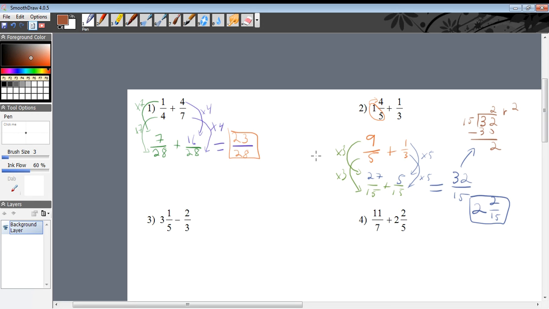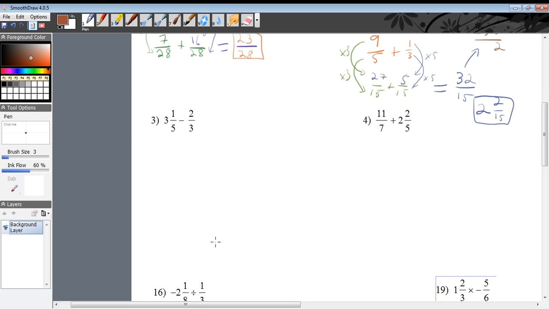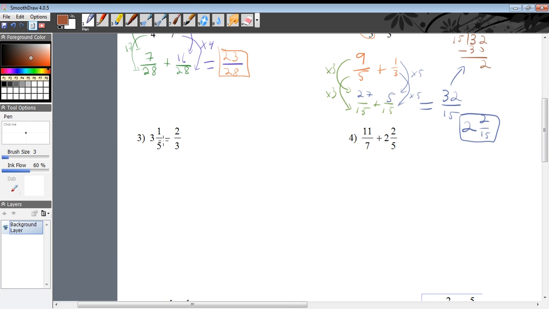Okay. Next one now. 3 1/5 minus 2/3. Okay, so let's turn this into an improper fraction, and then let's subtract the 2/3. So multiply the 3 times 5, and then add it to the 1. 3 times 5 is 15, and then I'll add it to the 1, so that's going to be 16 over 5 minus 2/3.